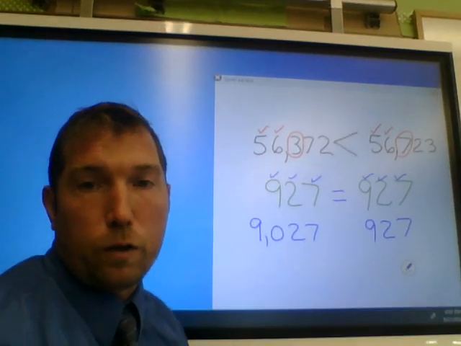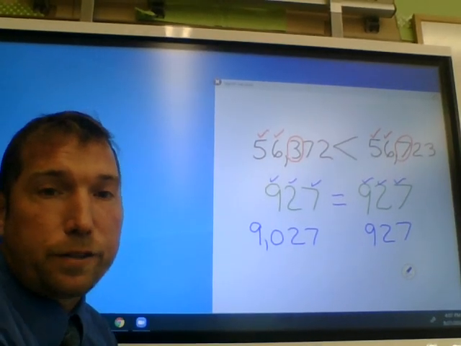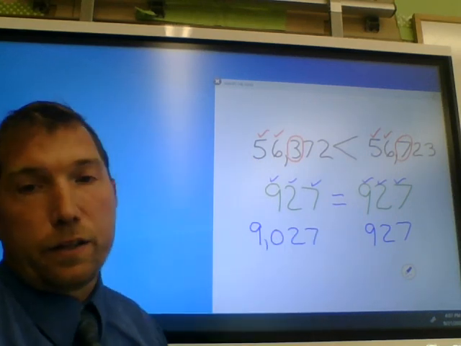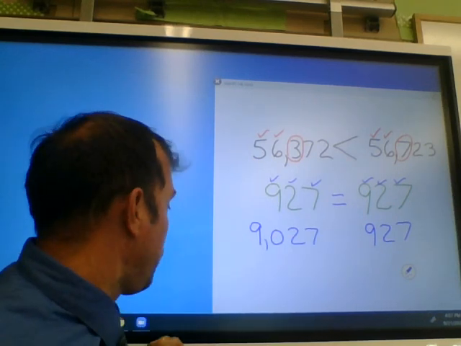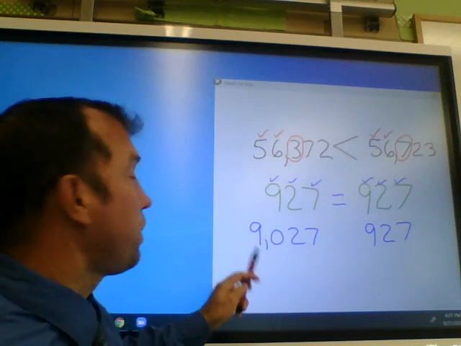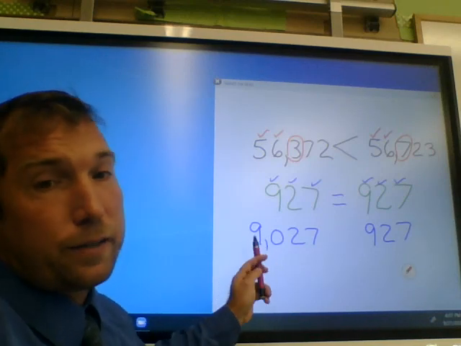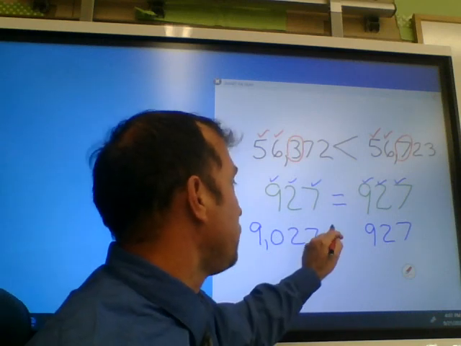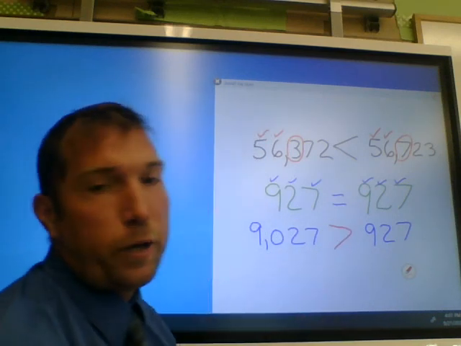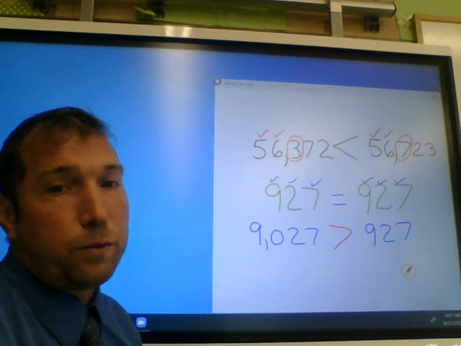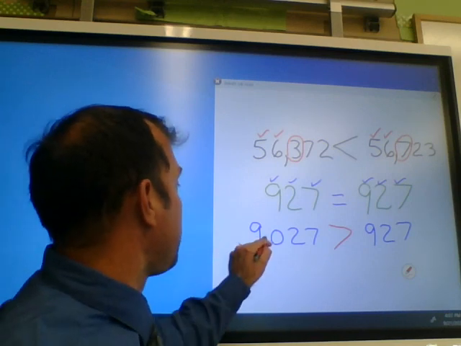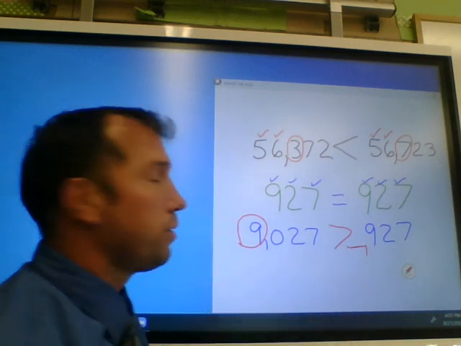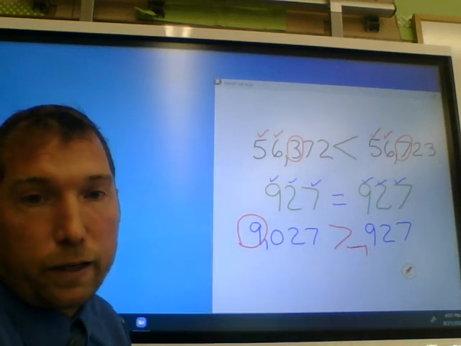If I had something like this, I have the similar digits. They both have a 9, but not in the same spot. This one has 9,000. Again, if it's a contest, I'd much rather have $9,000 than $900. This one automatically wins. It doesn't really matter at that point what comes after it. This is the first place that's different. I'm technically comparing 9,000 to nothing thousand.